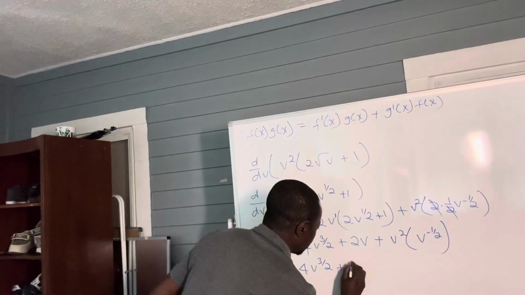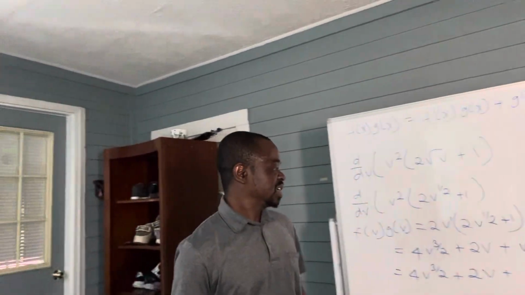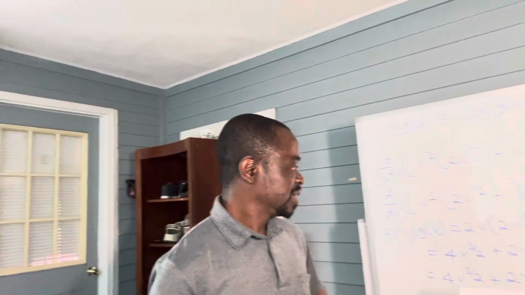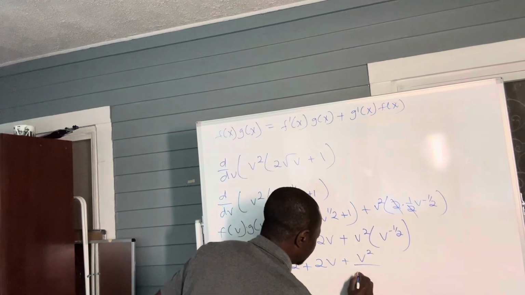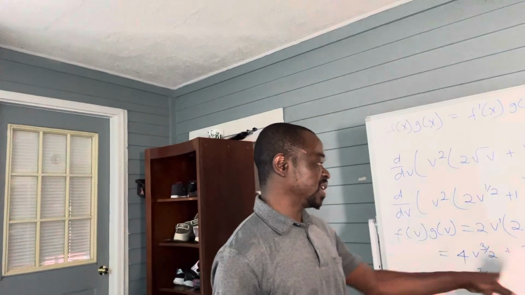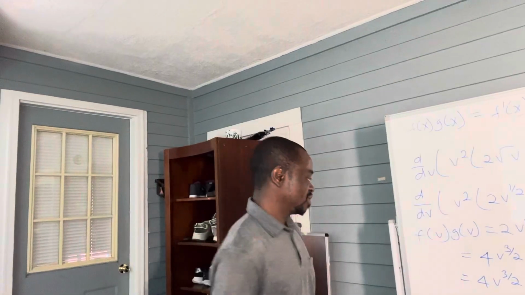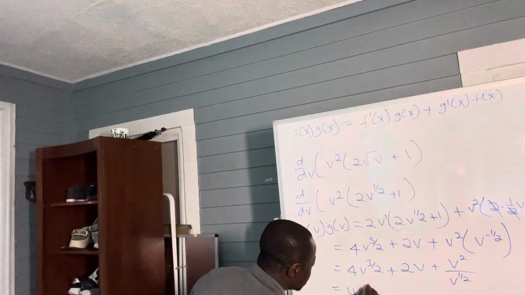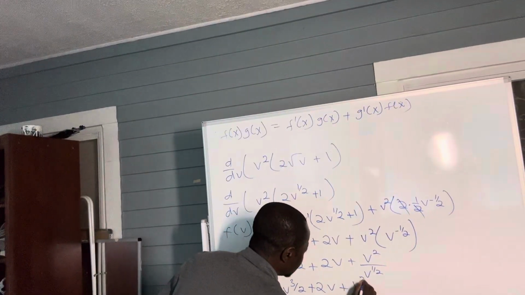This is plus 2v. This is plus, we have v raised to the power negative half multiplied by v squared. So let's eliminate the negative. And how do we do that? We just write v squared, then divided by v to the power half. When you bring it down, the negative sign becomes positive. So this is 4v to the power 3 over 2 plus 2v, this is plus v squared.